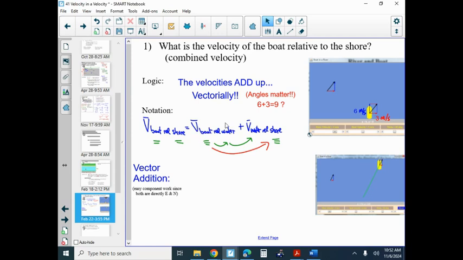So velocity of boat relative to water, relative to water, relative to shore kind of thing. Means we're starting with the boat, ending with the shore. So that's how it works.